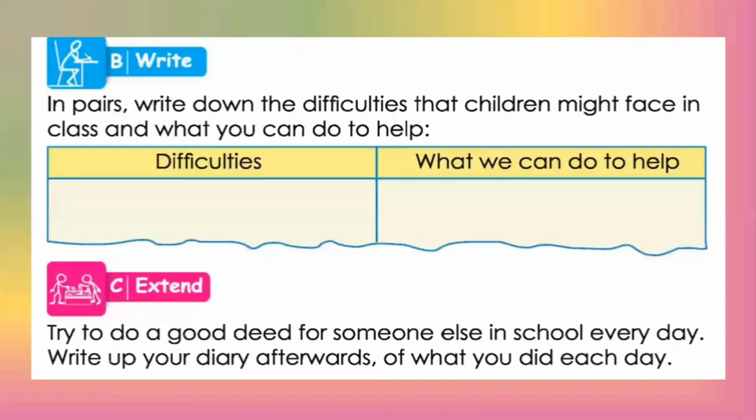Yes, they may have bad eyesight, bad hearing. Again, they may have some other physical disabilities. And again, as we have learned, some may have mental differences in how they learn. So see students, in B what is there? It's right. In pairs, write down the difficulties that children might face in class and what you can do to help. So what difficulties will children face in the classroom and what can we do to help them?